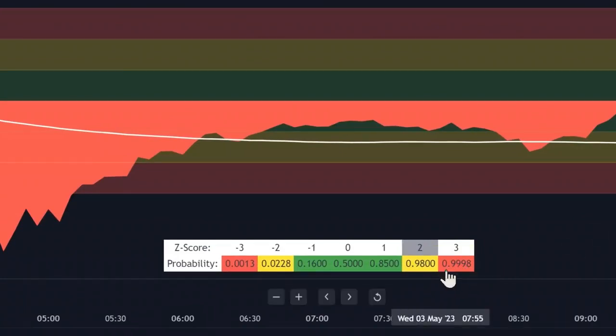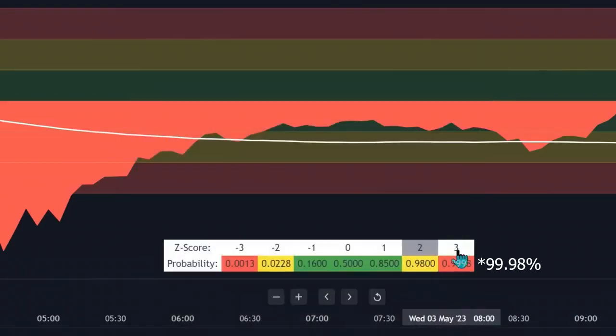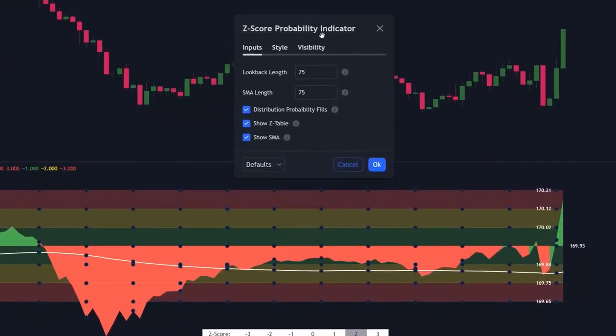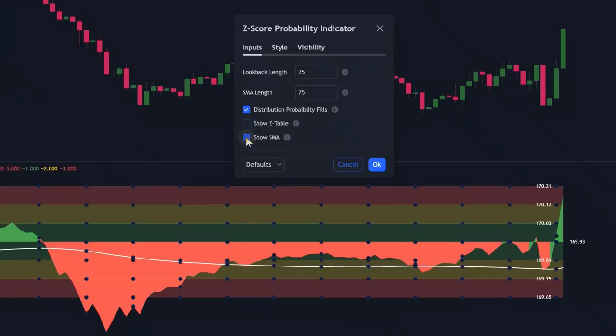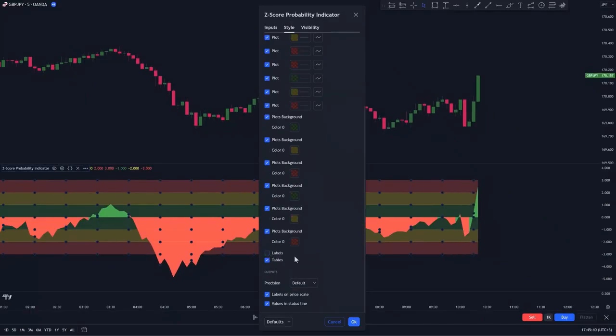Essentially, this can be interpreted to mean that 98% of data points fall below a Z-score of 3, or that there is a 98% chance that the price will not reach that level. The input settings of this indicator allow us to change the lookback length, the SMA length, as well as other options. For this video, we're going to keep everything else at default, but we're going to disable the Z-table and the SMA. Then on the Style tab, we're going to disable the Labels option and then click OK.